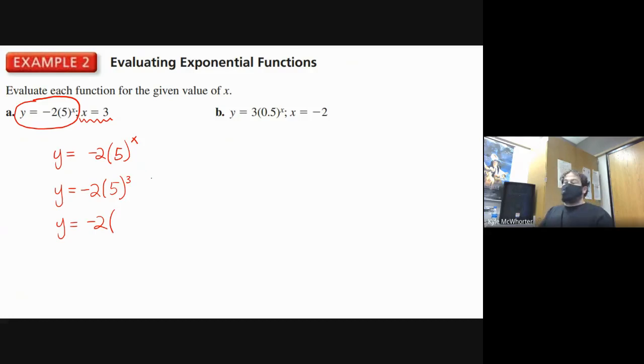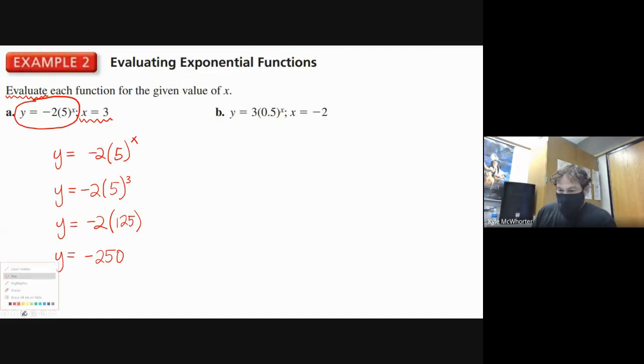So 5 to the 3rd power is 5 times 5 times 5. That is 125. And -2 times 125 is -250. The one thing to remember is whenever they say evaluate, that means your answer needs to be a number, because you need to find the value of the function at that point.